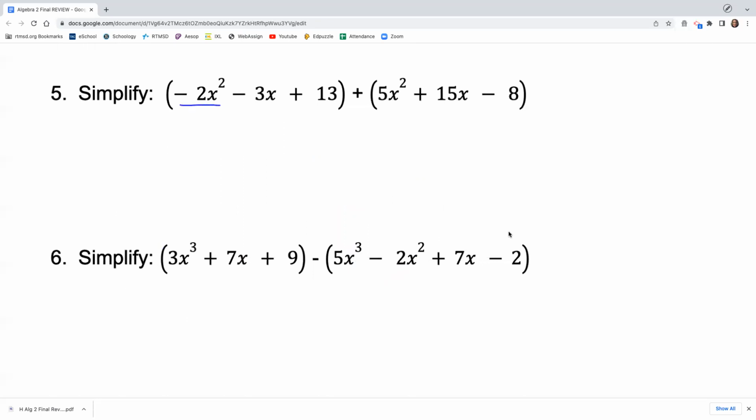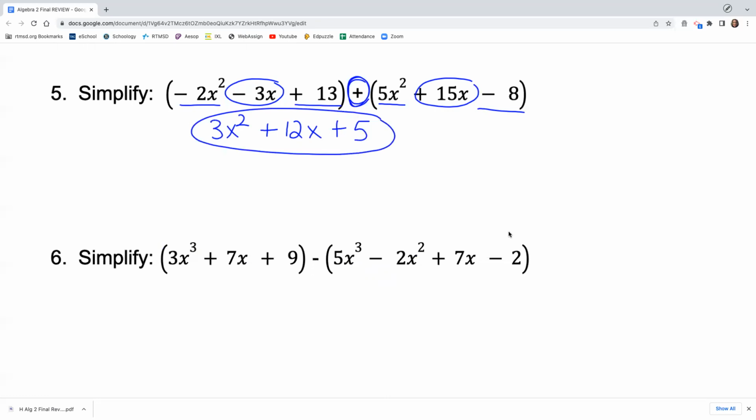So looking at number 5, we have negative 2x to the 2nd power plus 5x to the 2nd power. I know that this is an addition problem because of that plus sign here. I know that the next one is a subtraction problem because of the minus sign. These two things are not being multiplied, they're being added. Negative 2x squared plus 5x squared is 3x squared. Moving down the line, negative 3x plus 15x is going to be a positive 12x. And then the plain coefficient numbers, we have 13 plus that minus 8 there, which will turn into a positive 5. None of these things are like terms, so that would be your final answer.